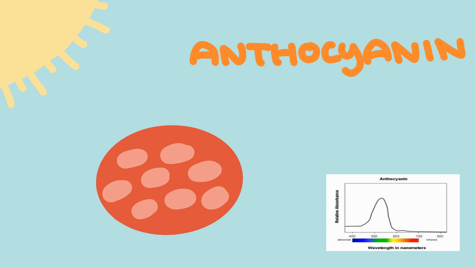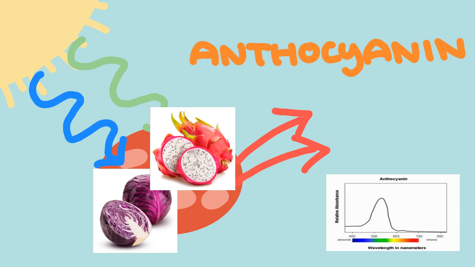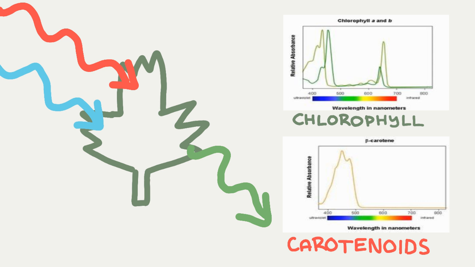Different pigment molecules will absorb different wavelengths of light. For example, anthocyanin, which is found in the vacuoles of plant cells, will typically absorb blue-green wavelengths, allowing us to see the reflected more vibrant red colors in plants, such as dragon fruit and red cabbage. In our traditional green plant friends, like maple trees, chlorophyll A and B will absorb blue and red light, reflecting the green color of these plants.